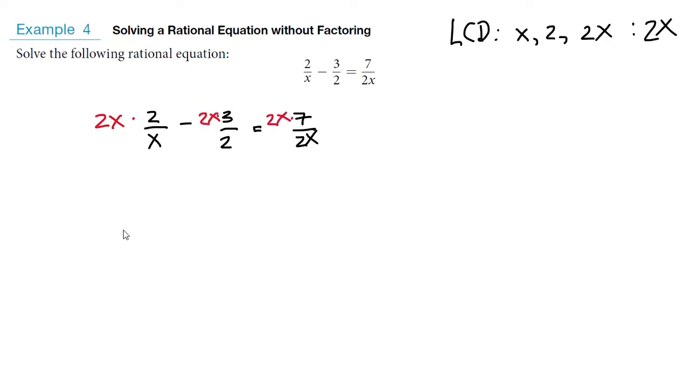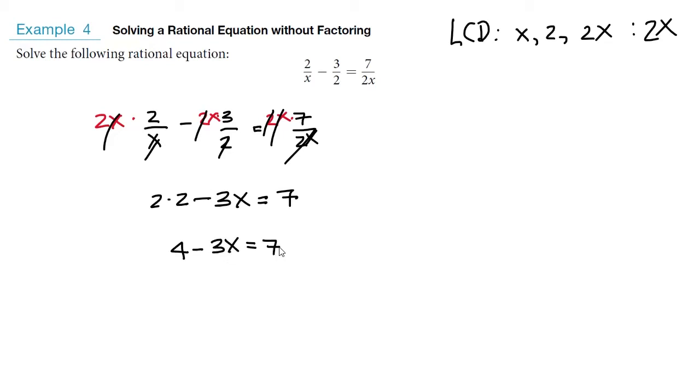divided by 2x. So in this case, I have 2 times 2, and in this case, I have, as that's going to subtract 3 times x equals, this 2x will leave me with 7. So I have 2 times 2 minus 3x equals 7, or 4 subtract 3x equals 7.